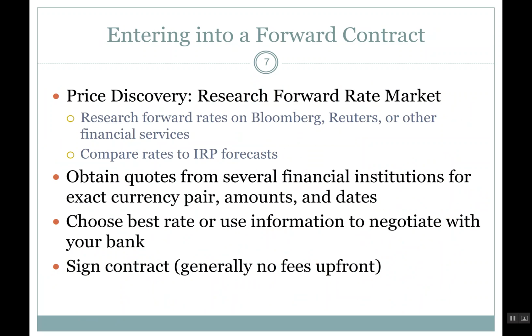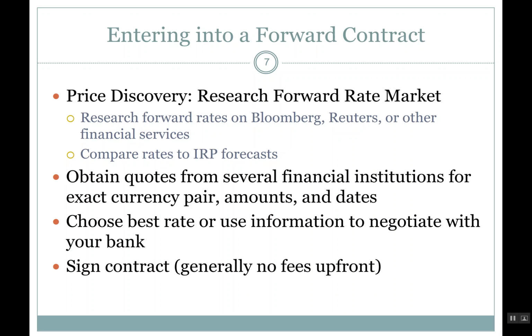So, forward contract. This one actually is pretty straightforward. Your firm knows they need to buy pesos and sell pounds a year from now, right? They need to buy the pesos to pay off their supplier, and they need to sell pounds when they get the revenue. So how do they actually get a forward contract?